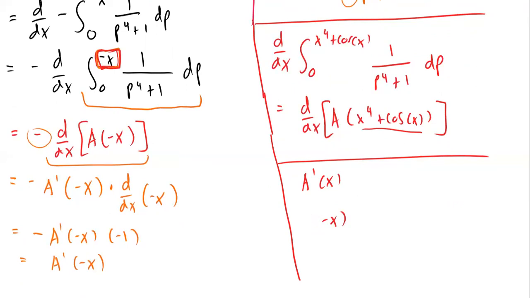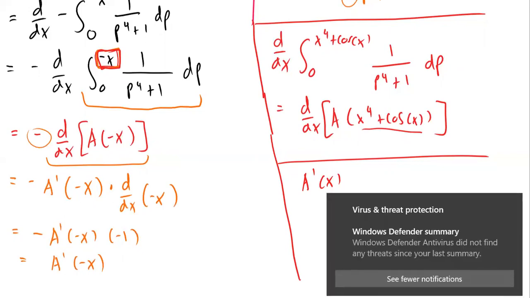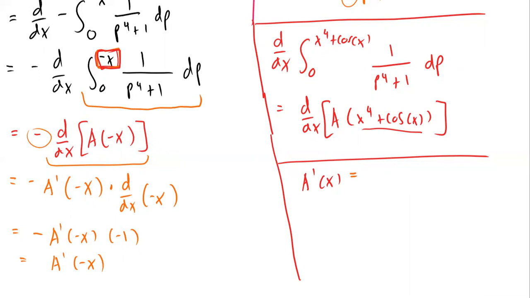So what's A prime? Well, we know what A prime is. You just replace the p's with x's, right? So in the expression, just replace the p's with x's. So what's A prime of negative x? Just replace x with negative x. Which of course, you have 4 negatives, so that ends up just being the x's, the negatives cancel.